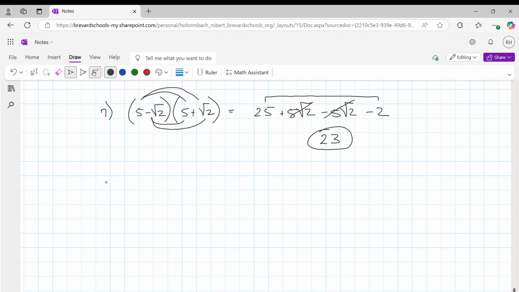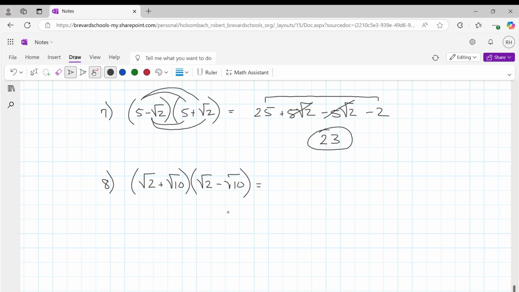Problem number 8. Radical 2 plus radical 10 times radical 2 minus radical 10. Radical 2 times radical 2 is equal to 2. Radical 2 times negative radical 10, that's negative radical 20. All right? Keep in mind, both of these numbers are under the radical, so we multiply them and we keep them under the radical.